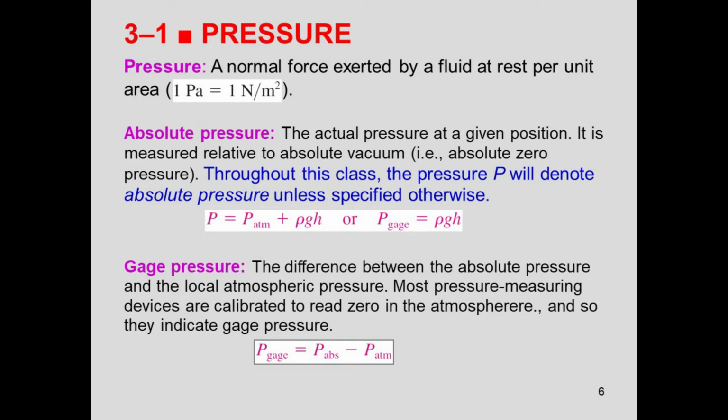Gauge pressure is the difference between the absolute pressure and the local atmospheric pressure. Most pressure measuring devices are calibrated to read zero at the atmosphere. So that's why P gauge is important in this class.